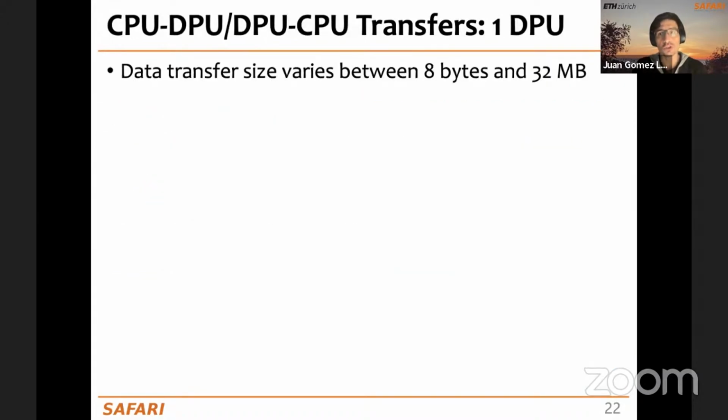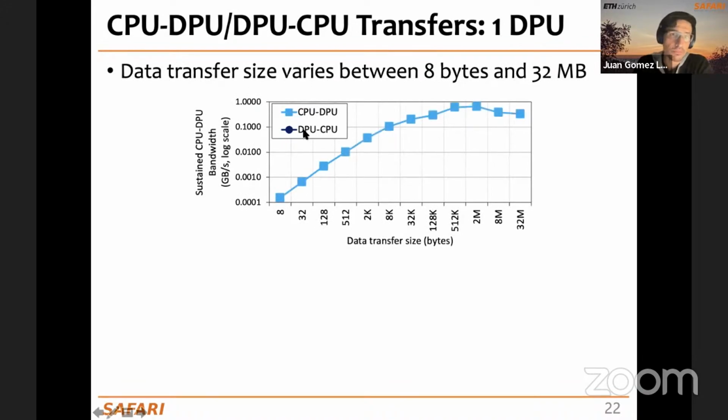So let's first take a look at the results for a single DPU. I'm showing you here the sustained CPU-DPU and DPU-CPU bandwidth for different transfer sizes from 8 bytes to 32 megabytes. One thing that we observe for both CPU-DPU and DPU-CPU transfers is that there is an increase in the sustained bandwidth as we increase the data transfer size, and at some point the bandwidth starts saturating. So the key observation here is that we want to maximize this bandwidth, and the way of maximizing it is using as large data transfers as possible, because this way we will achieve the highest possible sustained bandwidth.